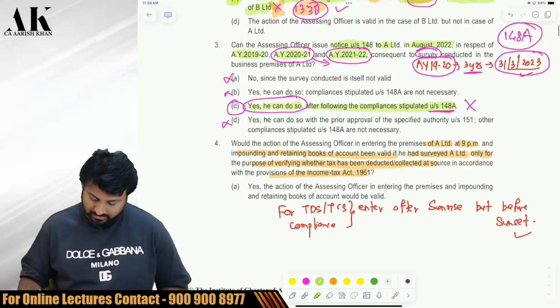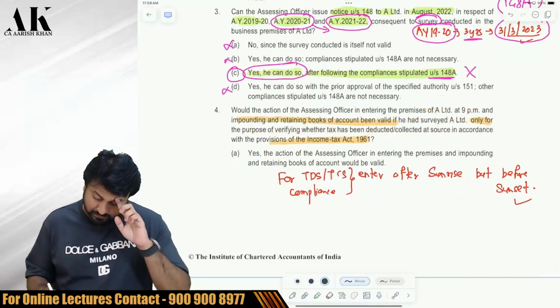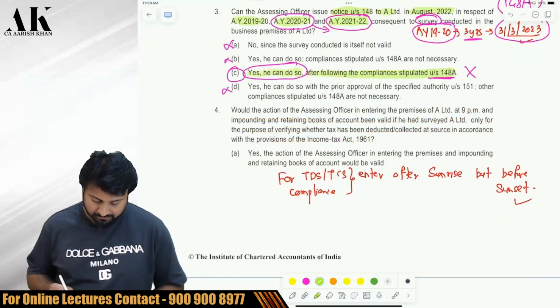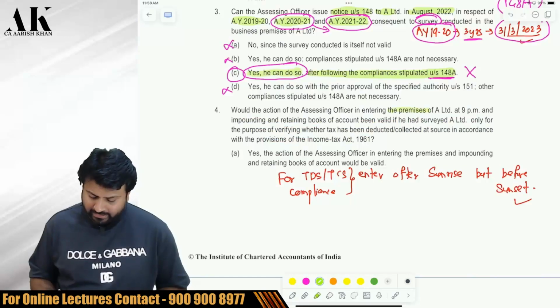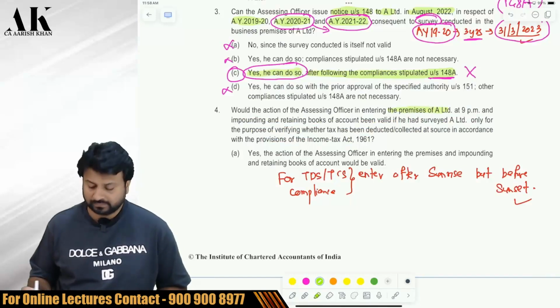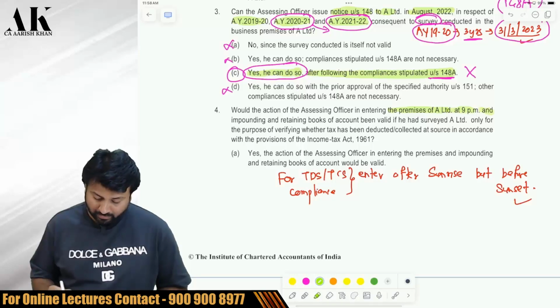Okay. Now, the next question. The next question is what? Would the action of the AO entering in the premise of A Limited at 9 PM and impounding and retaining the books of accounts be valid if he has surveyed A Limited only for the purpose of verifying TDS, TCS in accordance with the provisions of the Act?